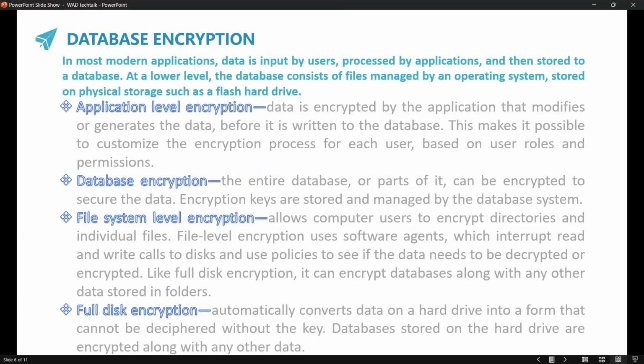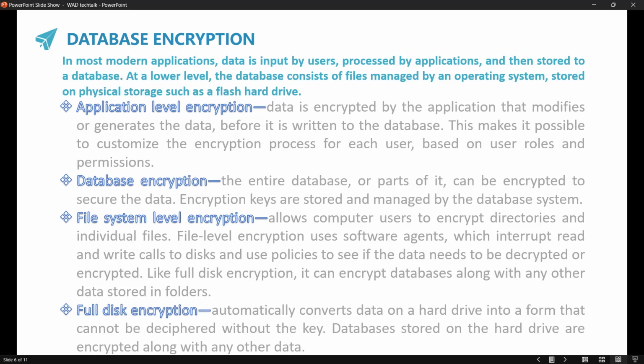Database encryption. In most modern applications, data is input by users, processed by applications, and then stored in a database. And at a lower level, the database consists of files managed by the operating system, stored on physical storage such as flash or hard drive. Application level encryption. Data is encrypted by the application that modifies or generates the data before it is written to the database. It makes it possible to customize the encryption process for each user based on user roles and permissions.